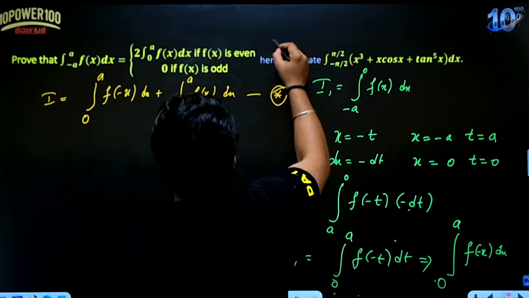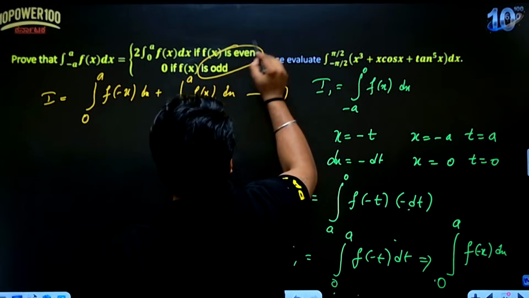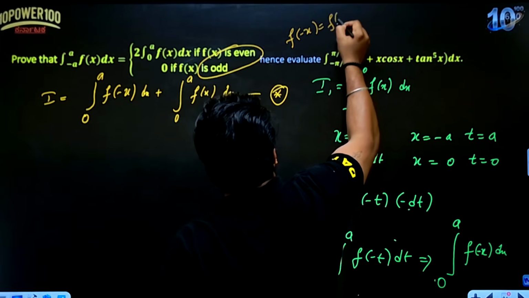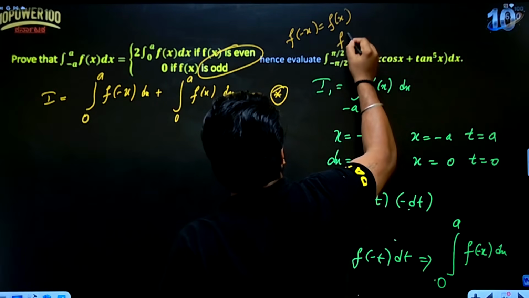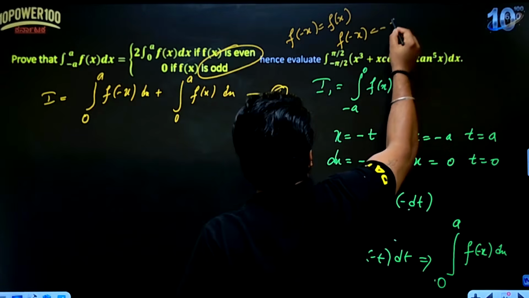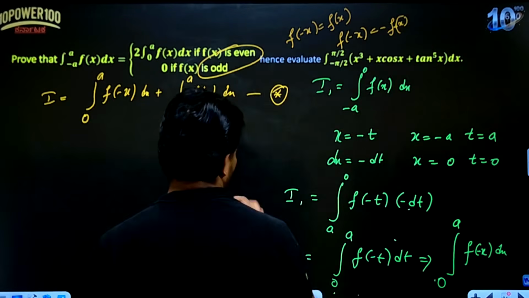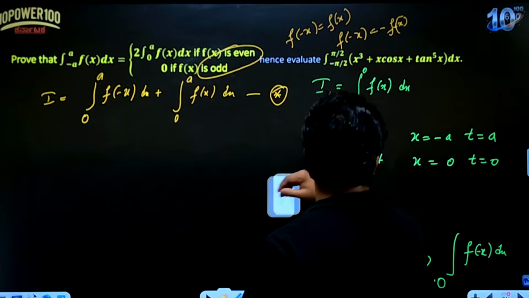Because children, we will be dealing with even function and odd function. Even function means f of minus x is equal to f of x should be obtained, and odd function means f of minus x is equal to minus f of x should be obtained. Okay, so that's why we are doing all of this. Okay, now continuation of this we will do.